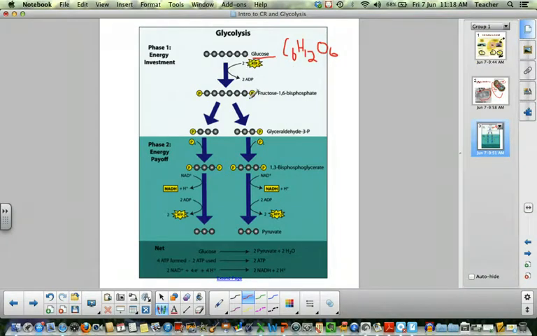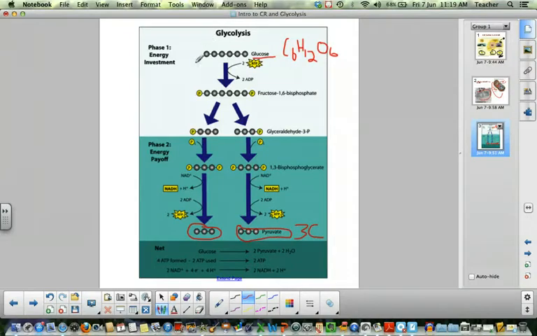Now, at the end, what you end up with are 2 pyruvate molecules. Notice that they have 3 carbon atoms. So glucose, which has 6 carbons, is split into 2 3-carbon compounds called pyruvate, sometimes called pyruvic acid. Anything that ends in ATE can also end in IC acid. So pyruvate ending in ATE can also be pyruvic acid. So you'll see both of those, so don't get confused.